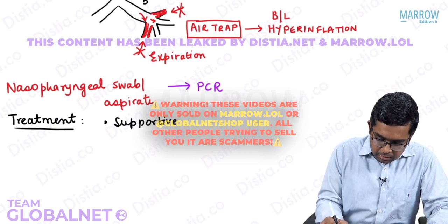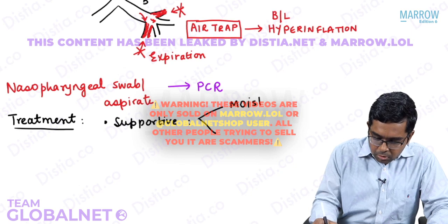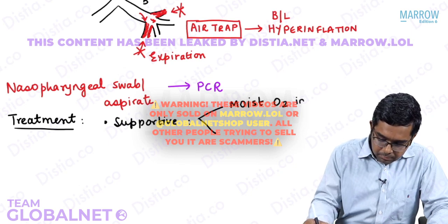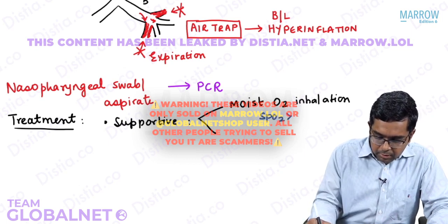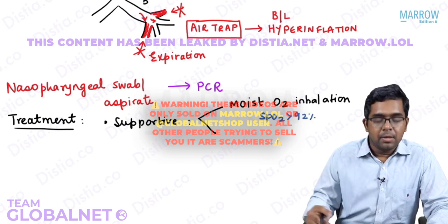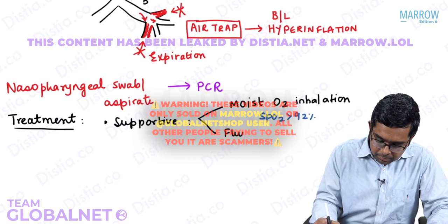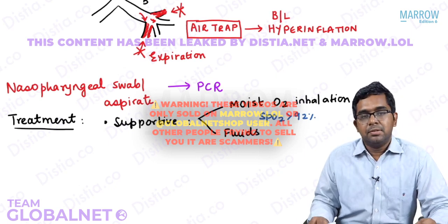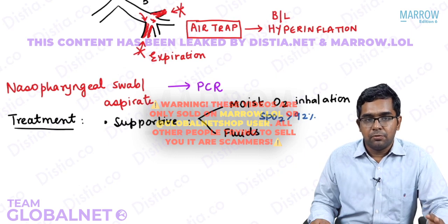Okay. Supportive management includes moist oxygen inhalation. This is required to keep SpO2 to more than 92%. And second thing is lot of fluids. Oral fluids are sufficient, but if the child is not able to take oral fluid due to that breathing difficulty, you can give IV fluids as well. So two main things in the supportive management are oxygen and fluids alone.